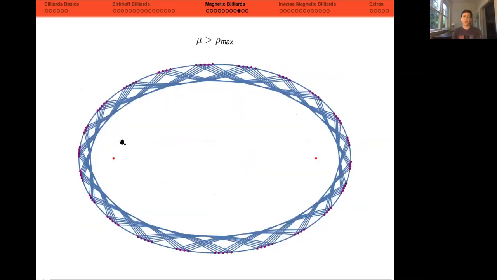In the case when mu is larger than the maximum radius of curvature in this twist map setting, here's another example of having a convex caustic. And now these Larmor circles have a very large radius. And so each one of these reflection points is relatively far away from where it started, but these magnetic arcs are arcing away from the interior of our billiard table.